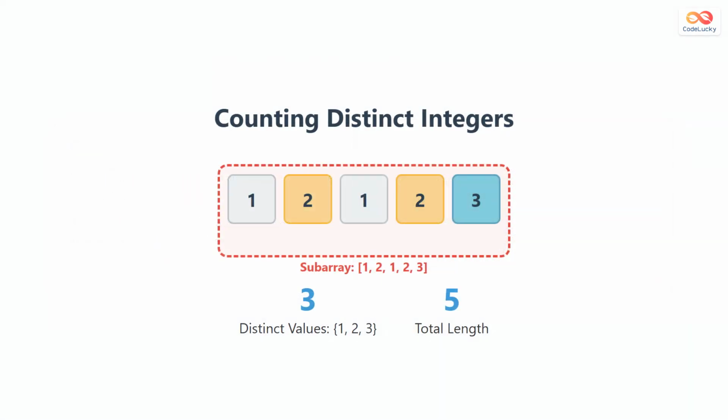To visualize this, look at the subarray 1, 2, 1, 2, 3. Even though it has 5 elements total, the only unique values are 1, 2, and 3. So the count of distinct integers here is 3. If our target k was 2, this specific subarray would not count. We need to find every possible slice of the array that matches our criteria.